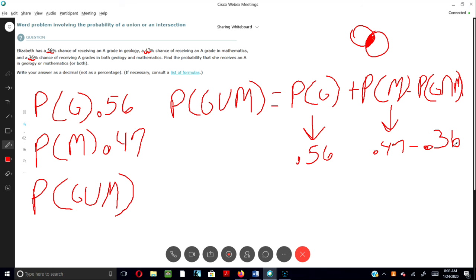Now we can just simply write it all out so you can see it a little bit clearer. Just rewrite our numbers, bring them down. And the next step is to simply plug everything into your calculator and you should come up with 0.67. And that's how you would work that problem.